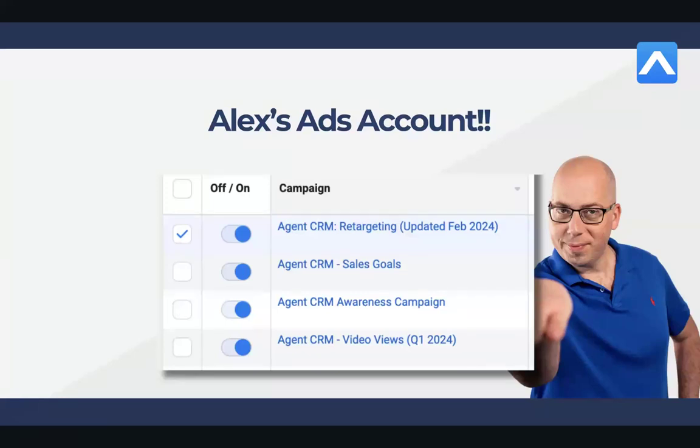Down here we have Agent CRM video views. Now, the reason I put Q1 2024 is those are all the new videos that we launched. We're constantly creating new creatives for our ads, new graphics, new videos, and these are the ones that we uploaded for this quarter. So we spend give or take 10 to 15% of our ads budget just on video views.